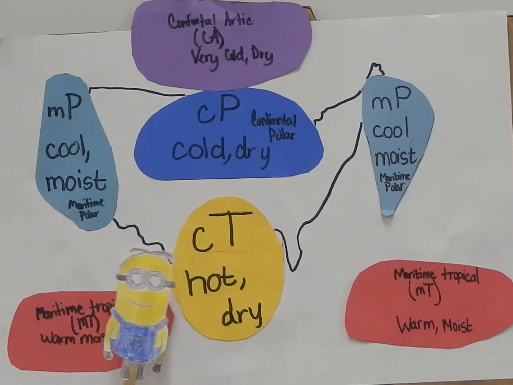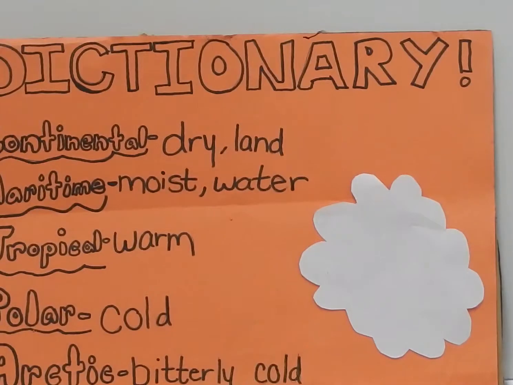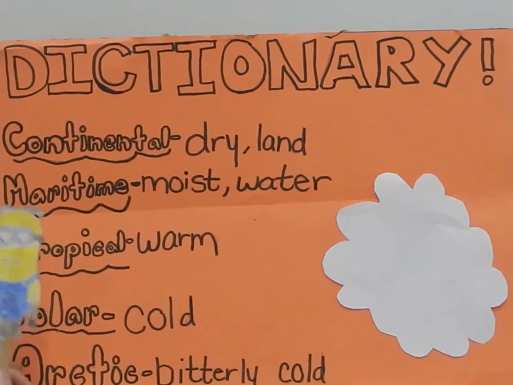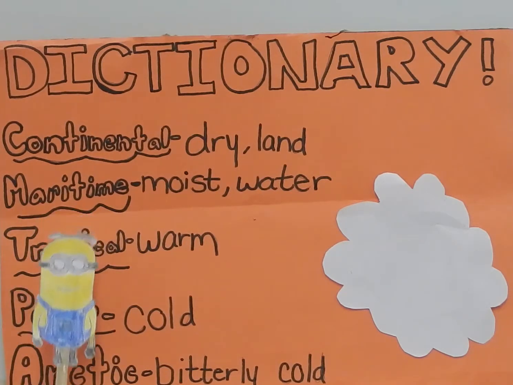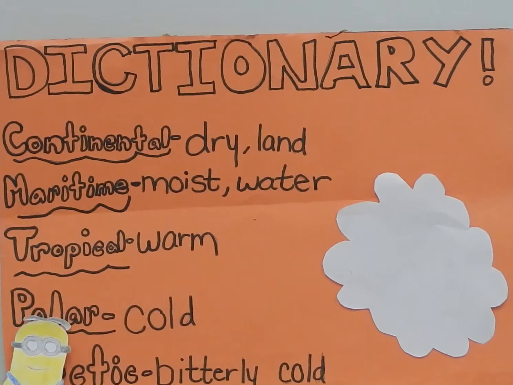When you first hear these phrases, you may be confused, but I'm here to dissect them for you. Continental means dry and it forms over land, while maritime means moist because it forms over water. Tropical forms near the equator, so the air is warm, but polar forms far from the equator, so the air is cold.